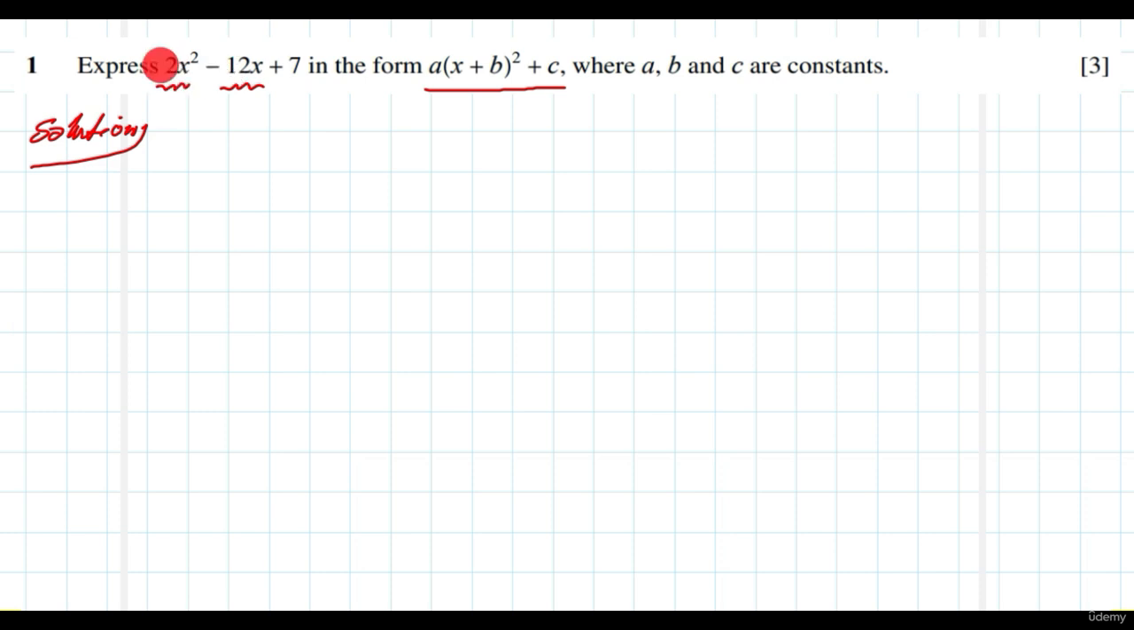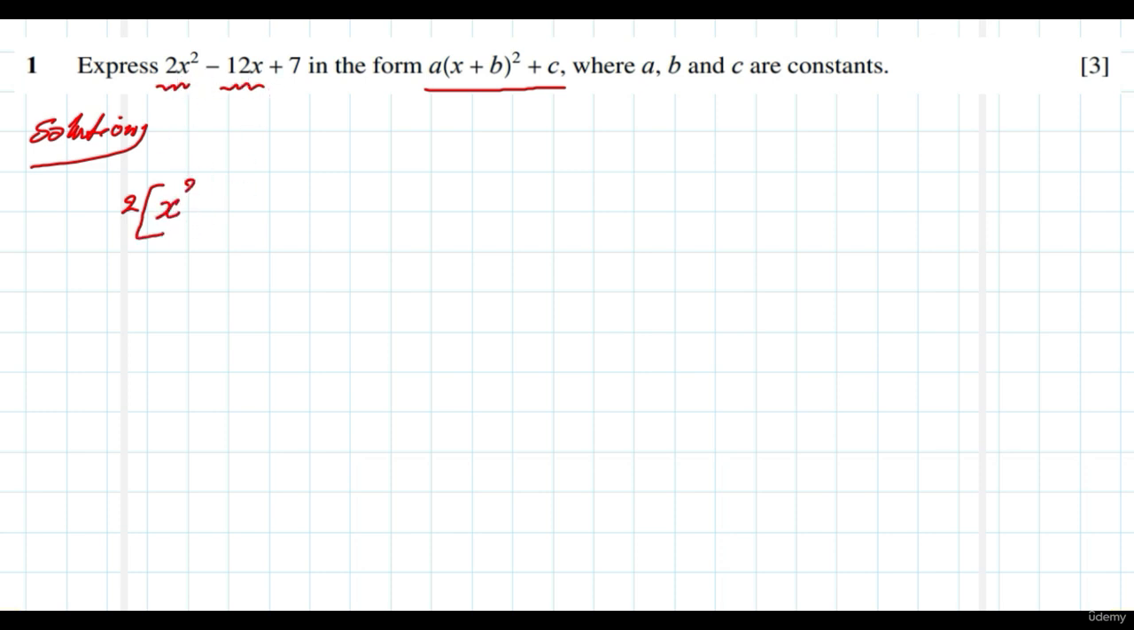If the leading coefficient is not exactly 1, then you need to make it 1. It cannot be below or above 1. It should be exactly 1. Then how to make this number 2 into 1? The technique is by taking this number 2 as a common factor out of the first and the second terms.